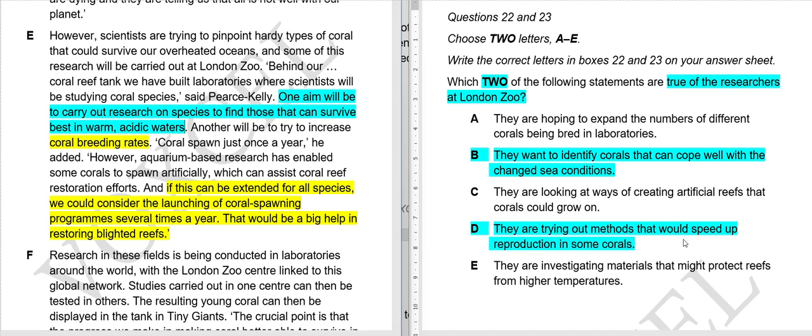D, they're trying out methods that would speed up reproduction. Yes, they're saying here, another aim will be to try to increase coral spawning or coral breeding rates. So they are trying to expand their methods, rates. Clear? So are they investigating? No, they are not investigating anything. I hope it is clear.